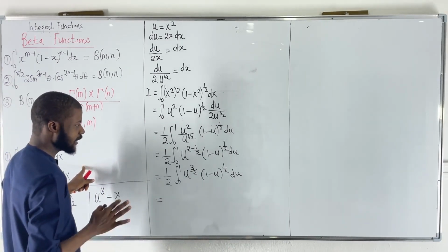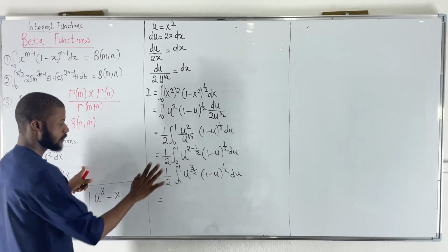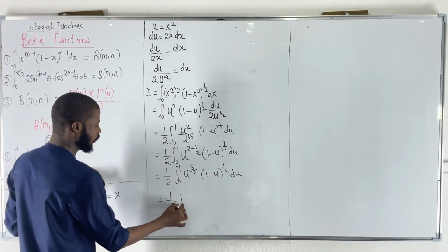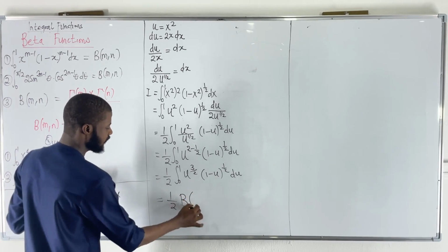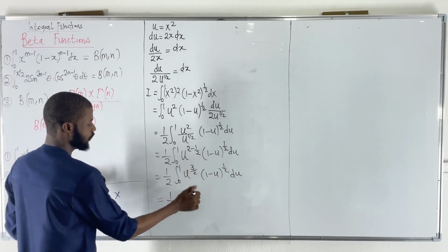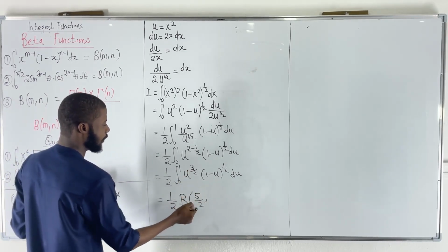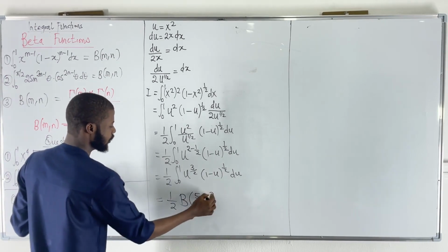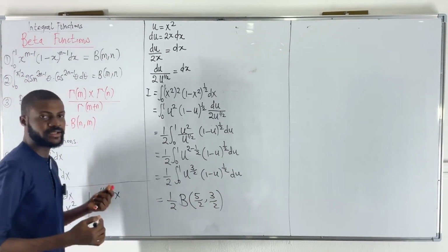Okay. Now what we're going to do next is, this will be 1 over 2 beta of, if this is 3 over 2, this will be 5 over 2 here, comma. If this is 1 over 2, this will be 3 over 2. Now, how did I get that?